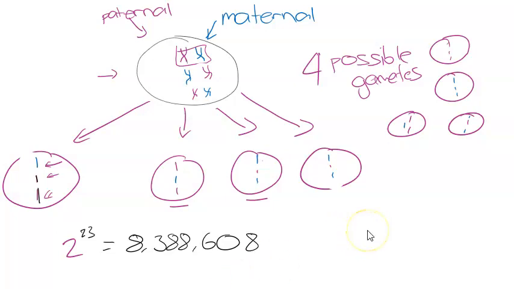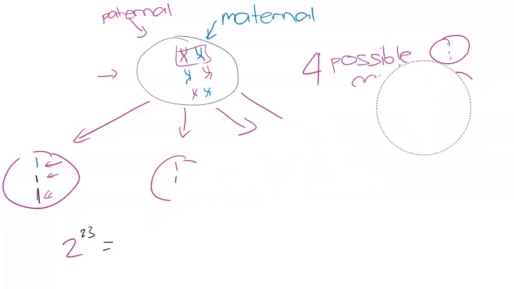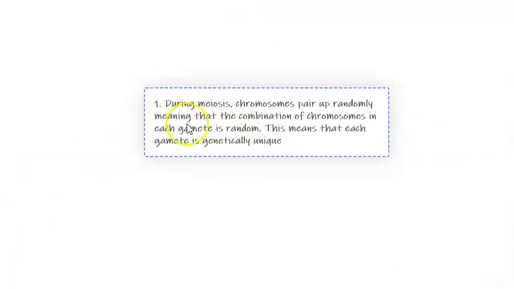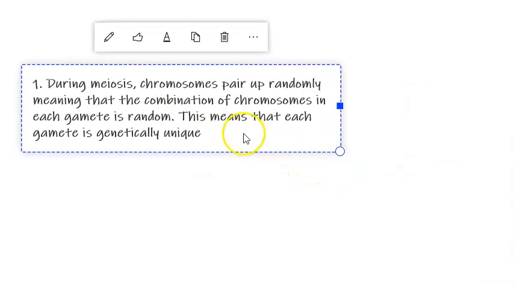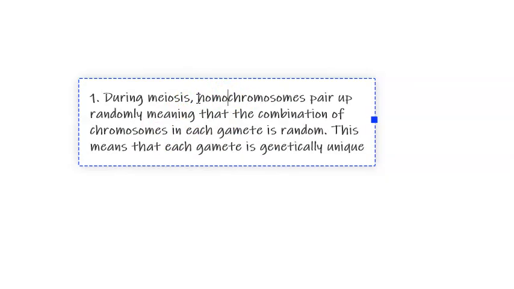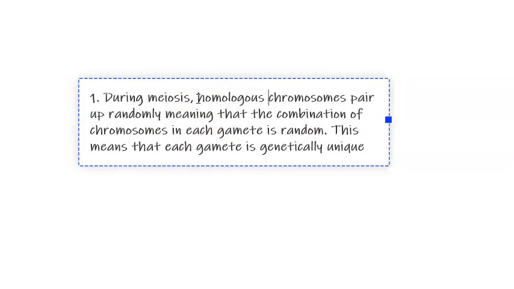So the next thing is, how do we actually explain what we've just learned in an exam question? We don't need to go into a huge amount of depth, and we don't even need to know that this is called independent assortment. What we need to say, and I've written this earlier to make it easier, is: during meiosis, chromosomes pair up randomly, or we could change this to homologous chromosomes pair up randomly, meaning that the combination of chromosomes in each gamete is random.